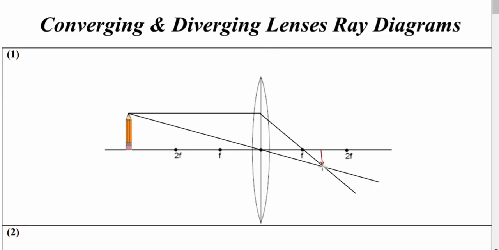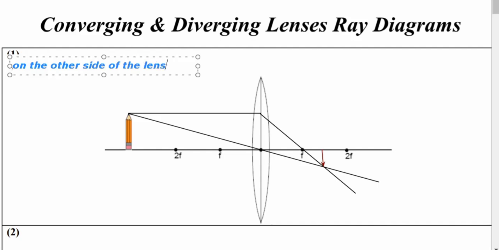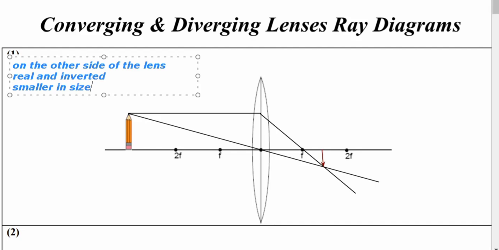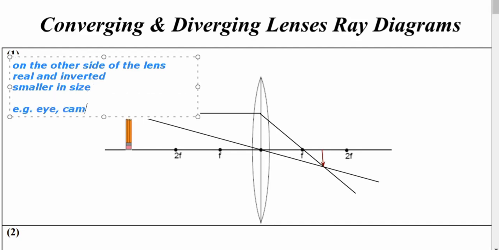Now, when your object is beyond 2f, your U is greater than 2f, then your image is formed between f and 2f. The image is represented by this red arrow, and it is formed on the other side of the lens as compared to the object. It is real, which means that it can be projected on a screen, and it is inverted, it is upside down, and it is smaller in size as visible. Where can we find such lenses? In our eye, and a camera lens also behaves in a similar manner.